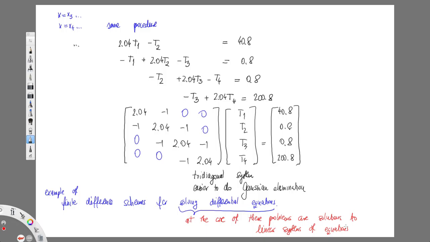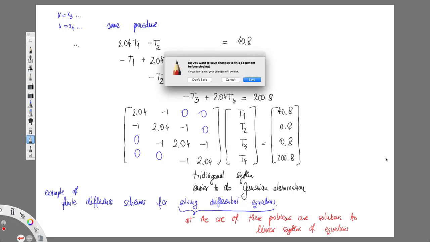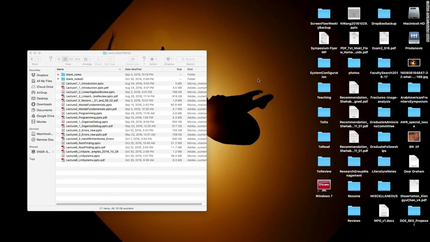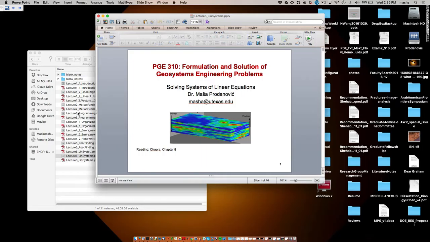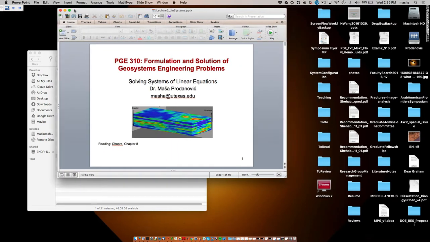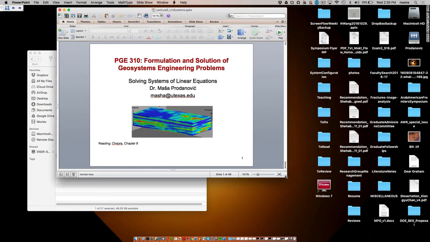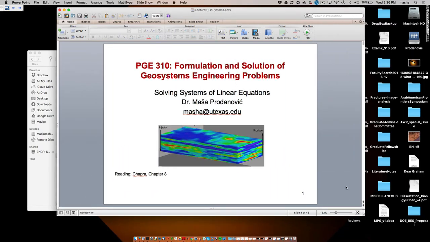So these were some examples of how we set up systems. Is everybody done reading? I will go back quickly to review a couple of points and give you an idea of what else we are going to discuss in these systems.